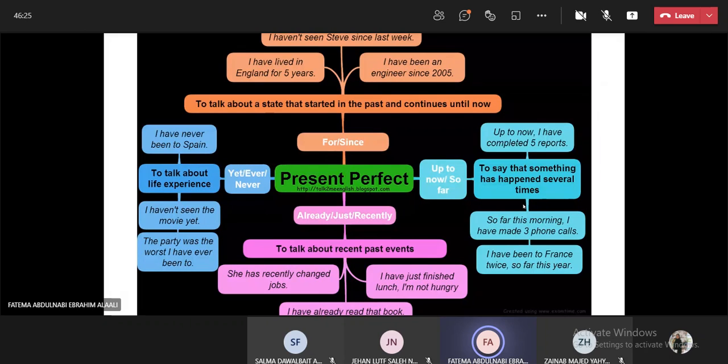Again, a different explanation of present perfect. We use it to talk about a state that started in the past and continues until now. Like, I haven't seen Steve since last week. I have been an engineer since 2005, and I have lived in England for 5 years. I want you to focus on since and for. What's the difference between since and for? I'll explain it in the next slide.